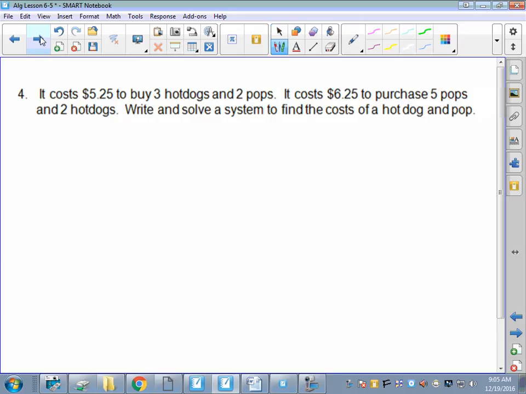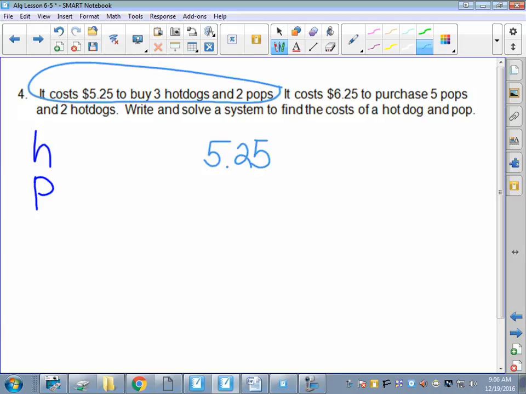So guess what variables I'm going to use? I'm going to use an H for hot dog, and I'm going to use a P for pop. Remember I said when we were talking about this, typically each sentence is its own equation. So equation number 1 is this. How would you write $5.25 to buy 3 hot dogs and 2 pops? $5.25 is what you have to pay to buy 3 hot dogs and 2 pops. Right? Does that make sense?